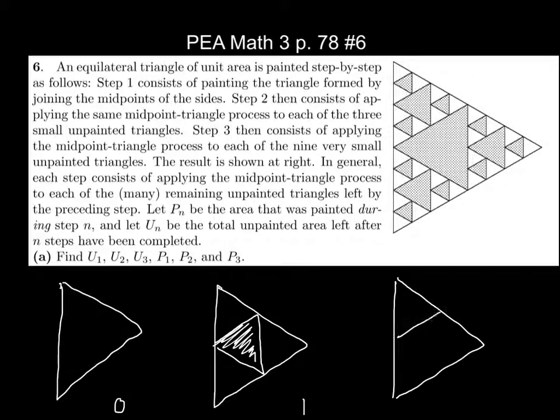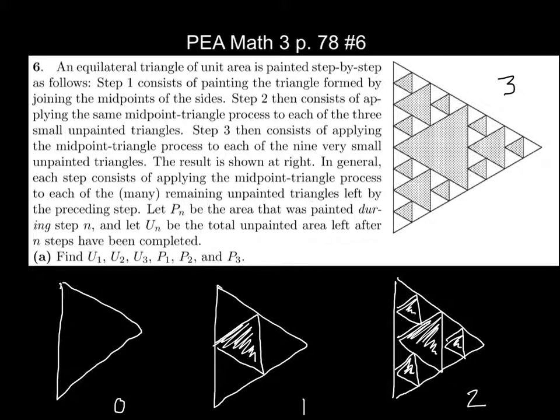Our second picture, you take the first picture, and then you do another set of triangles. You paint that middle triangle. So that's our second picture. And then our third picture is this one up here. That's 3.